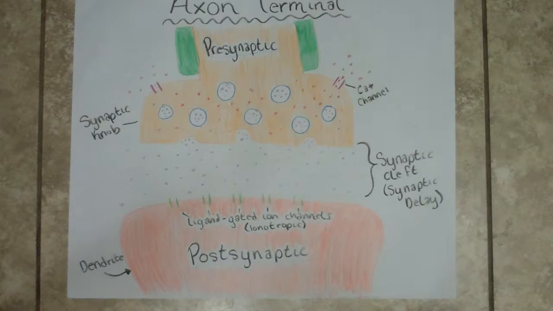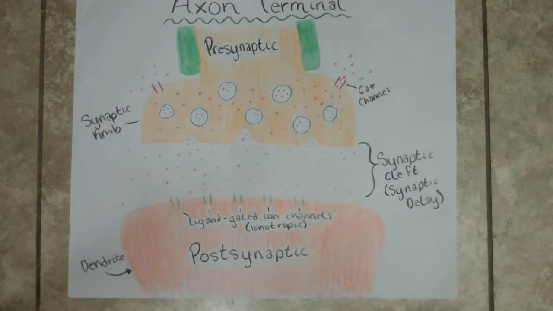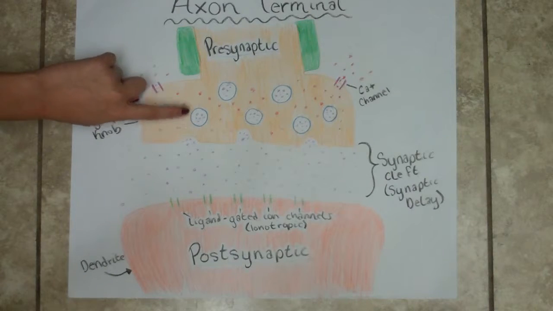On either side of the synaptic knob, which is where the axon terminal is, there are calcium-gated ion channels. When the impulse comes to the synaptic knob, these calcium-gated ion channels open and let all these calcium ions into the synaptic knob.